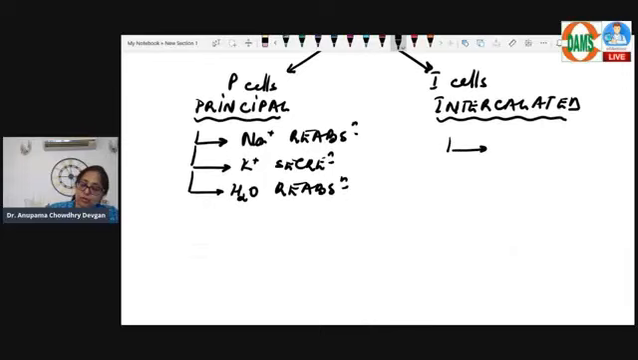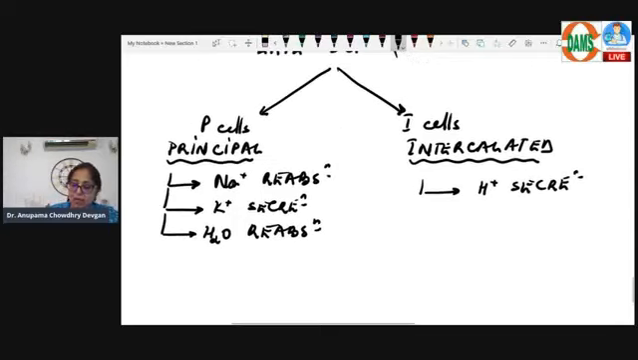Sodium reabsorption, potassium secretion, water reabsorption. Intercalated cells are involved in H plus secretion. And how do I remember that? Remember, acid has got an I. So I cells are involved in the secretion of H plus. Are we clear with that?